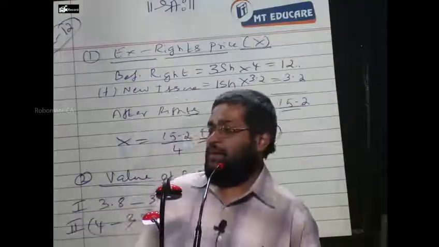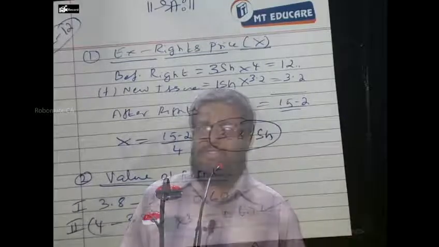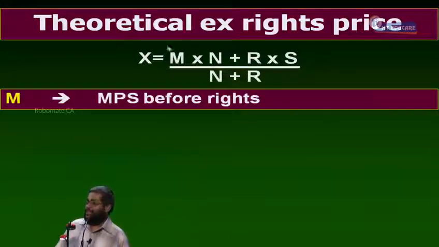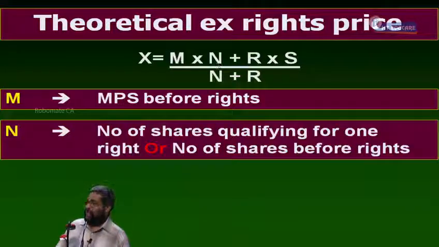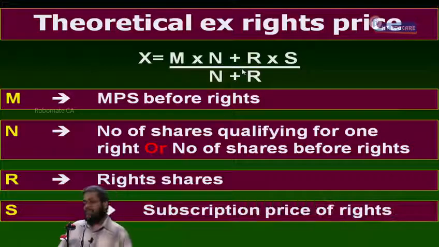Now, let me put it on the slide. Same thing only, but in formula form. That's all. Theoretical exchange price is a suggested answer. X, the exchange price, is M into N plus R into S, divided by N plus R. M means market price per share. N means number of shares before the right. R means number of shares eligible for the right, that is the right number of shares. And S means subscription price. Divided by N plus R.